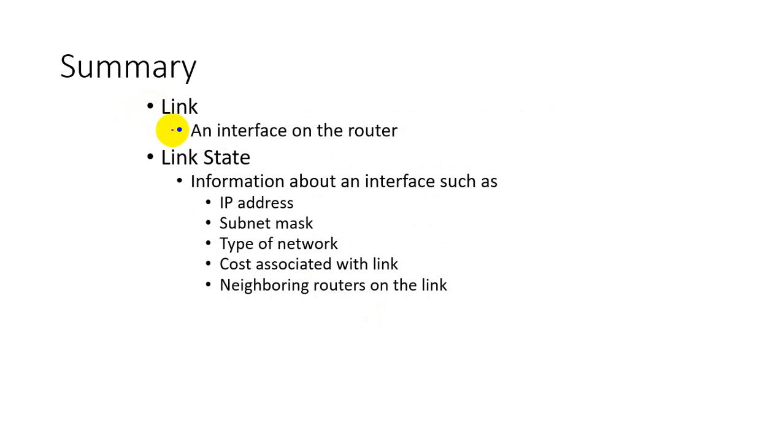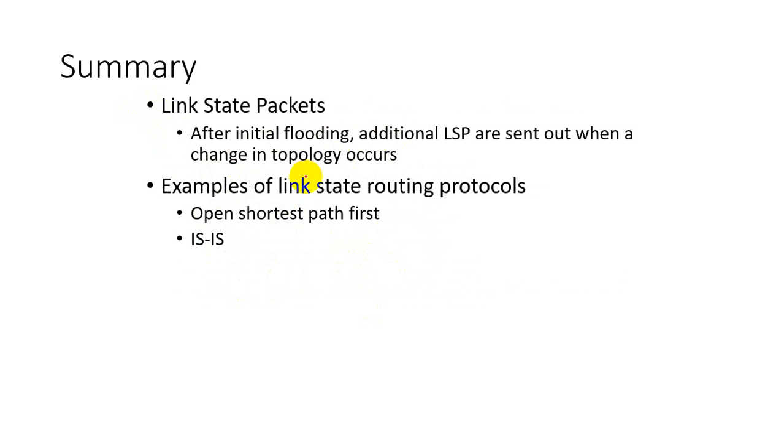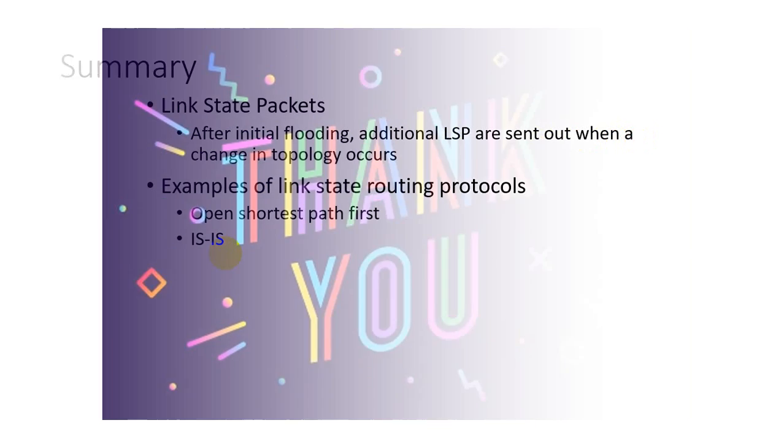So what is a link? A link is an interface on the router, where the link state is information about IP addresses, subnet masks, type of network, cost associated with the link, and neighboring routers on the link. After initial flooding, additional LSPs are sent out when a change in topology occurs. So link state is updated when there is a change in the topology. Okay, examples of link state routing protocols are OSPF and IS-IS.